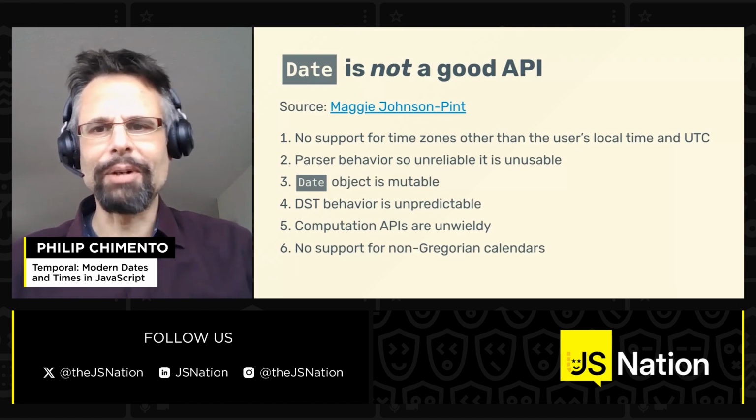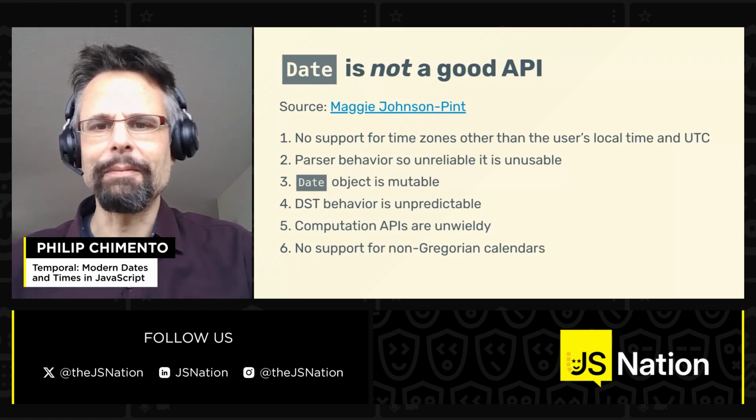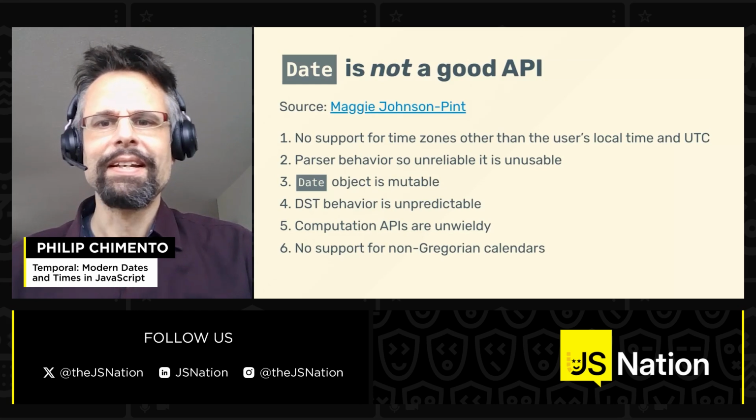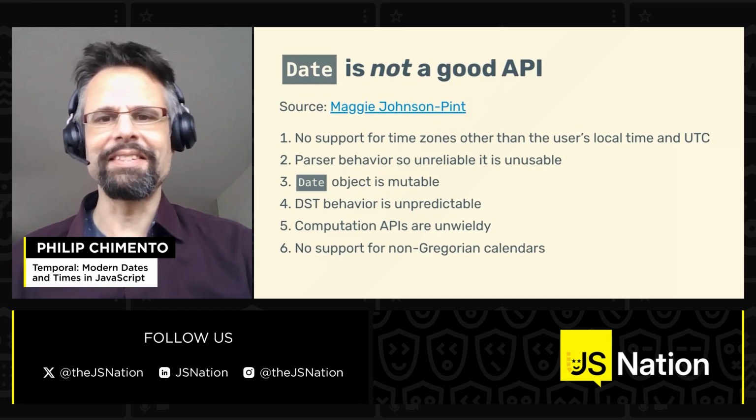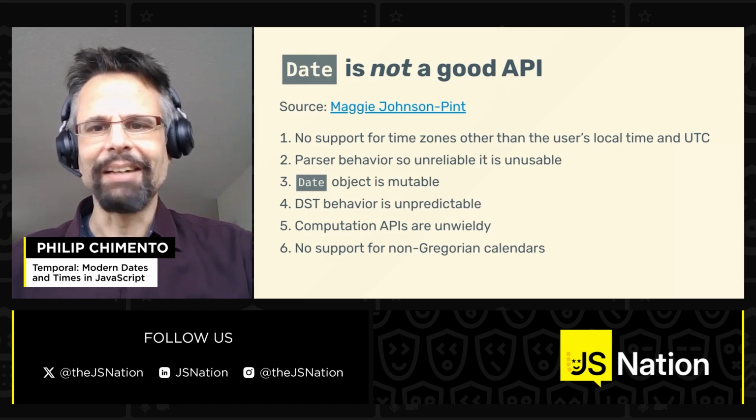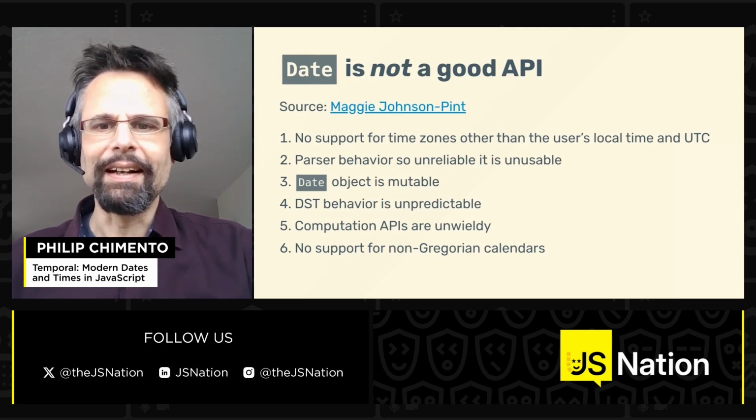So this here is a list of problems with date that were identified way back at the beginning that Temporal aims to solve. You can read about these in the blog post that I linked by Maggie Johnson-Pint, one of the Moment developers and also one of the original architects of Temporal. So she lists these things in her blog post in order of relative disgust, to use her words. I won't go into all of these.